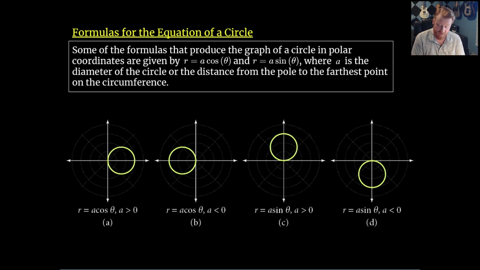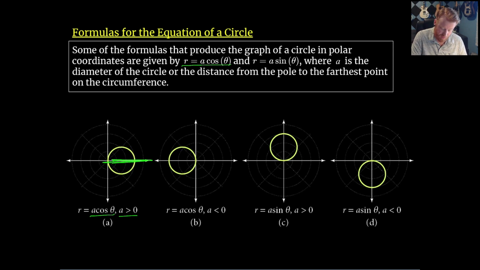We saw one before, which is centered at the origin. These ones pass through the origin, or the pole. But some of the formulas that produce the graph of a circle in polar coordinates are given by either r equals a cosine theta, and you can see down here, for a being bigger than 0, you've got it on the x-axis, and this will be a common thing that we look at in trying to just get some general ideas of what these shapes look like.